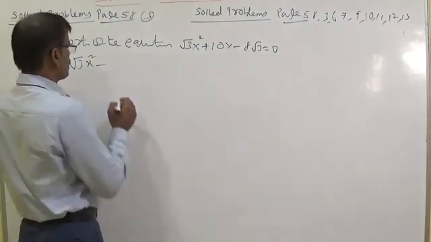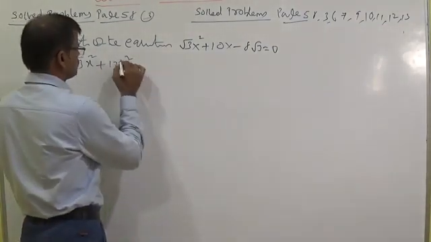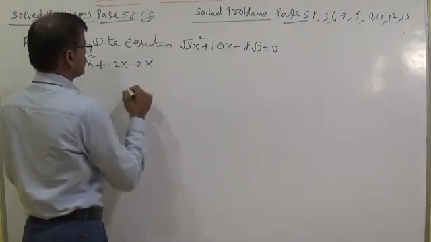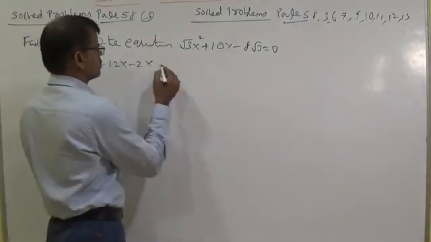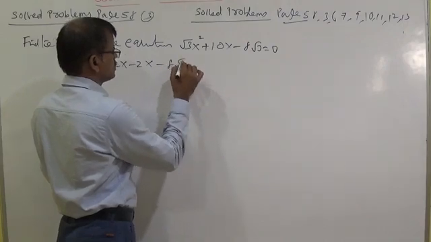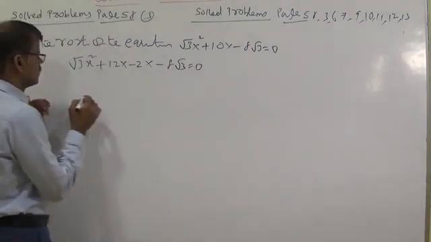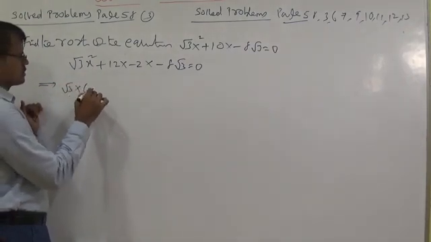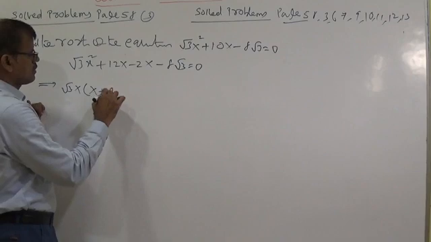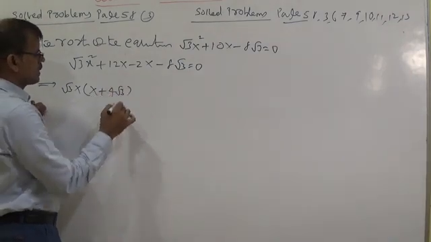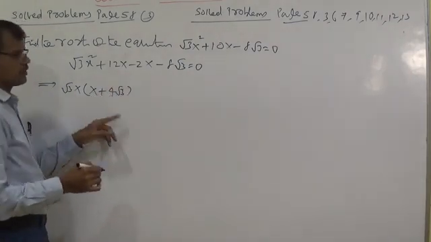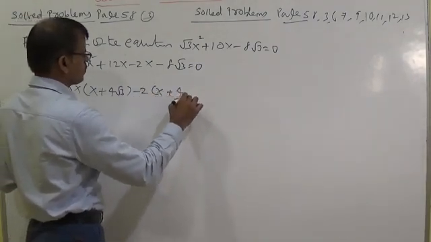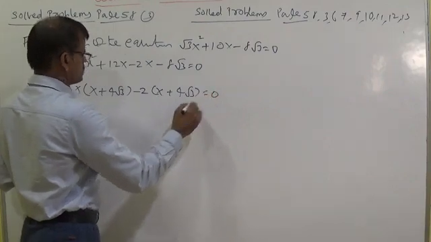We have two values, the two roots, 12 and 2. So you can write it like this: root 3 x square plus 12x minus 2x minus 8 root 3 equal to 0. That implies you can take common root 3x. So x plus, here you can write 4 into root 3, because 4 root 3 is 12, root 3 into root 3 becomes 3 here. Minus 2, you can take x plus 4 root 3 equal to 0.